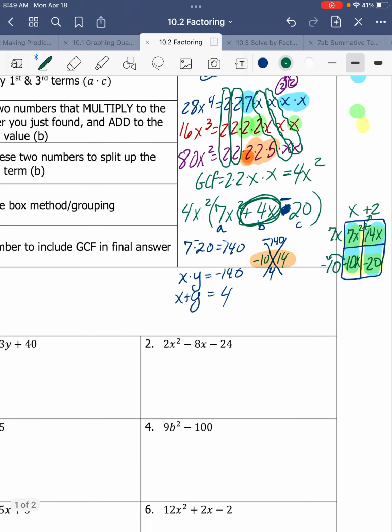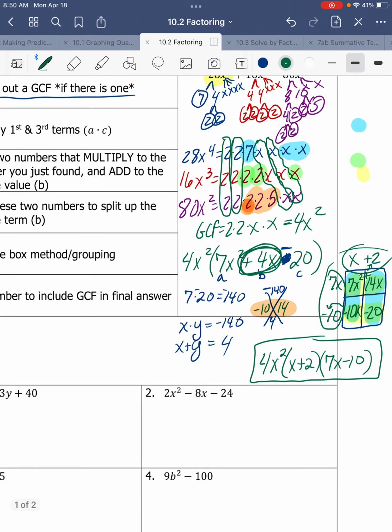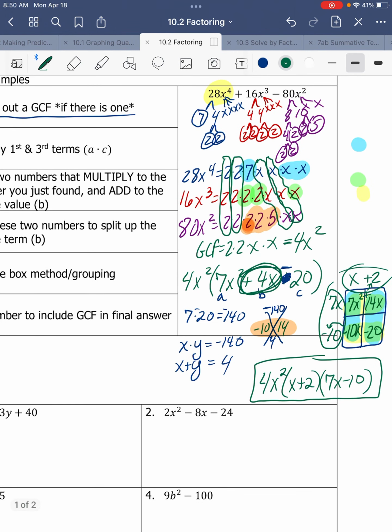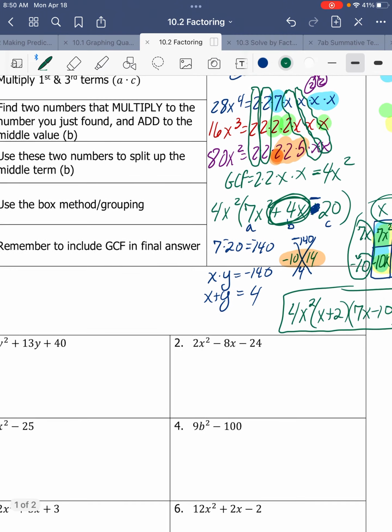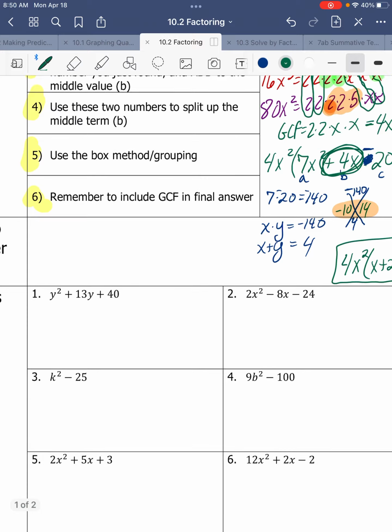So our ultimate factors are 4x squared, that's your greatest common factor, x plus 2, that's on the outside here, and 7x minus 10. And that is 28x to the fourth plus 16x cubed minus 18x squared, all factored out into the smallest factors you can possibly have. So that's how we do it by hand.